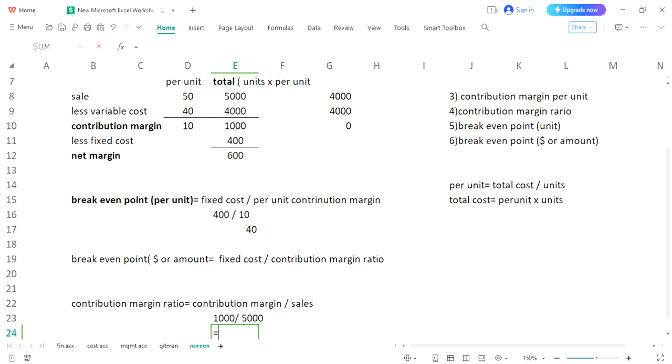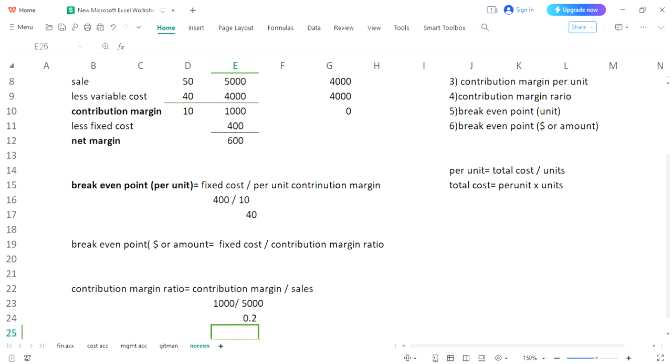So upon the calculator, you will write 1000, divided by 5000. One extra zero has been put. Let's erase it. So 0.2 would be your contribution margin ratio. So these concepts are very important. I'm just requesting you to please concentrate upon it.